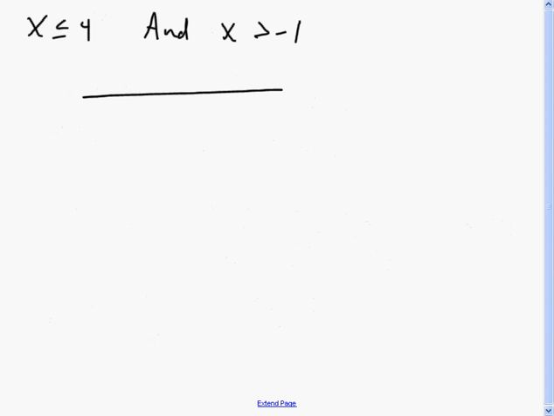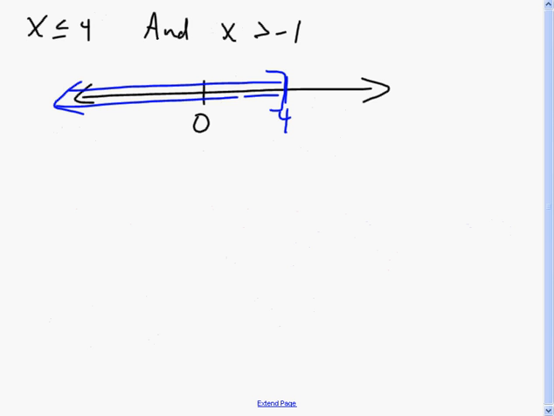So when I draw this on a number line, x being less than or equal to 4. I'll do this one in blue. So there's 4. Got a bracket at 4. I'm going to shade everything to the left of 4. That's where everything is less than or equal to 4.